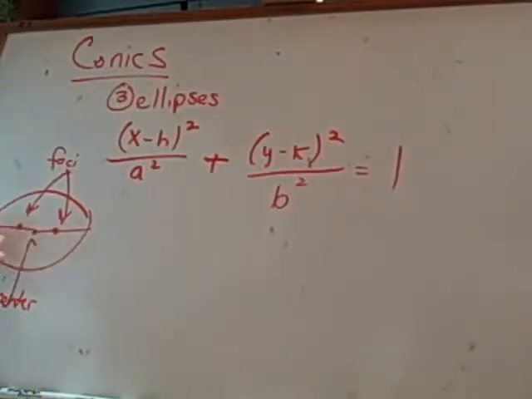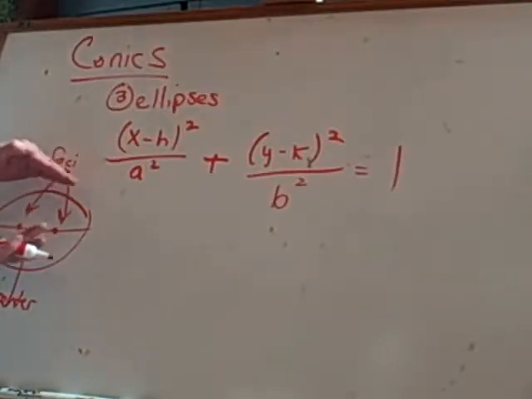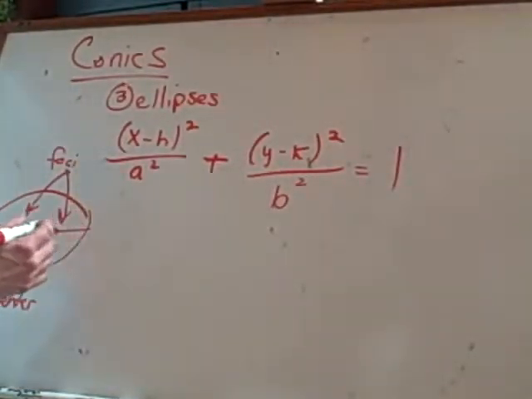Your ellipse can go 2 different directions. If it's longer on this side, this is called a horizontal major axis because it's longer that way than it is this way. And this distance across here, what is that, 2a?